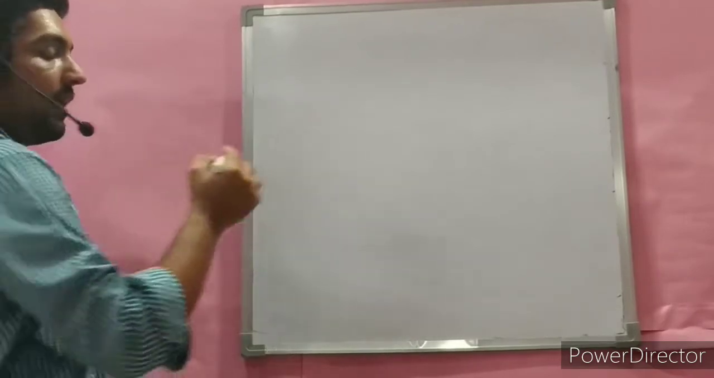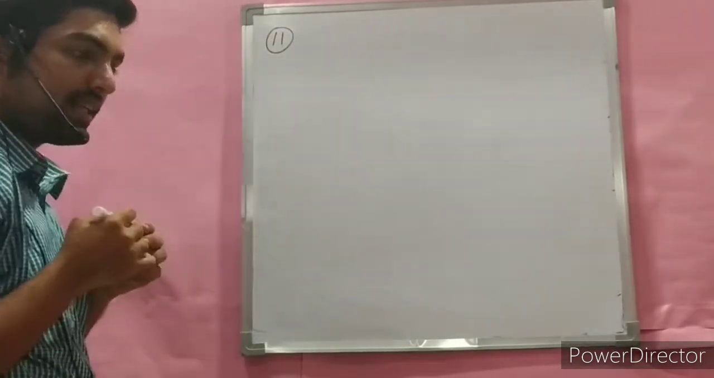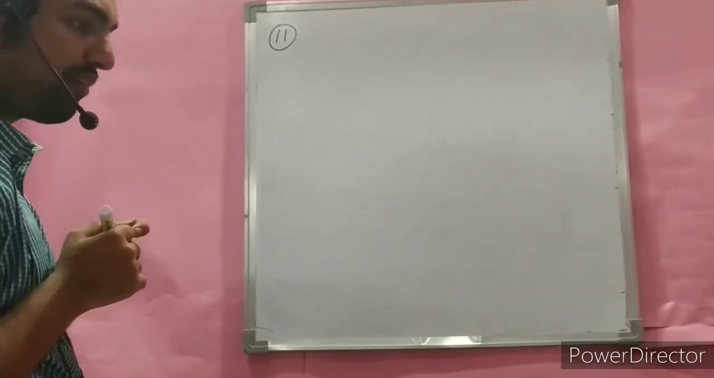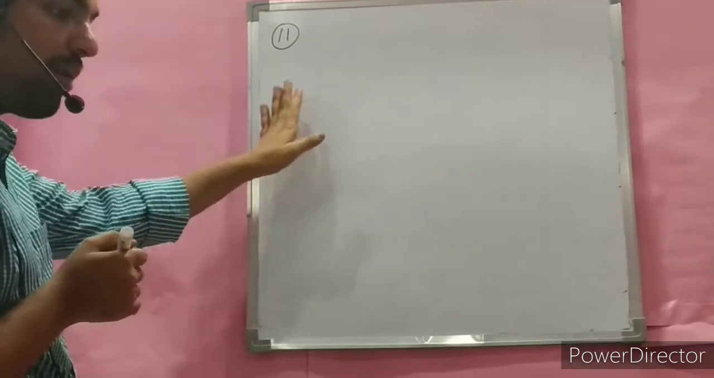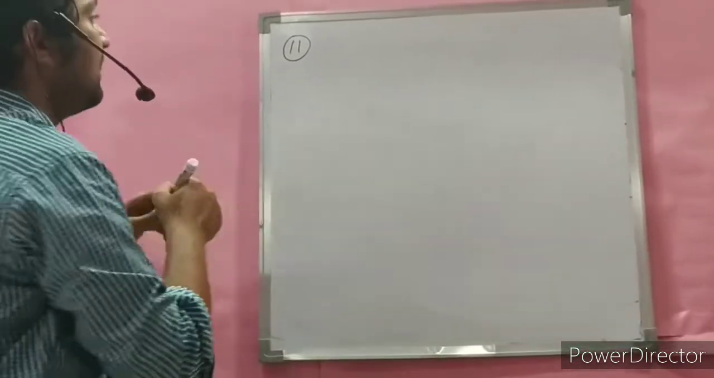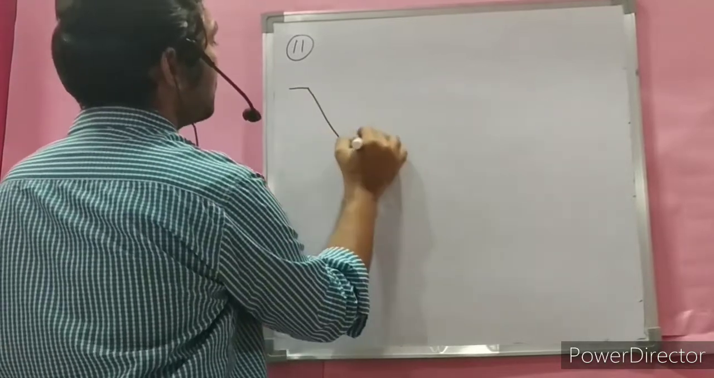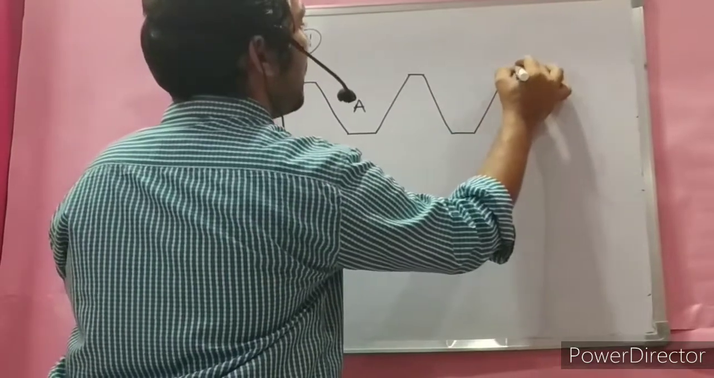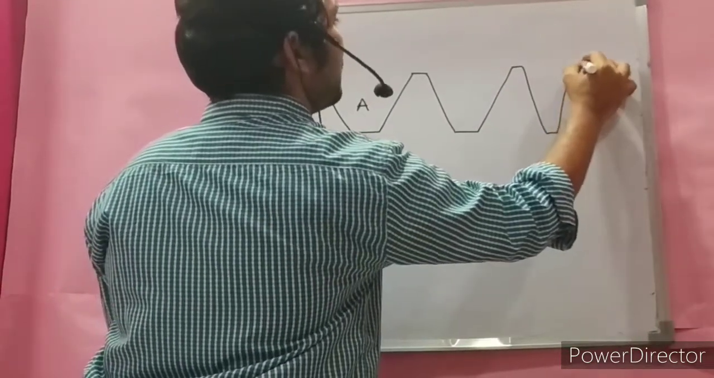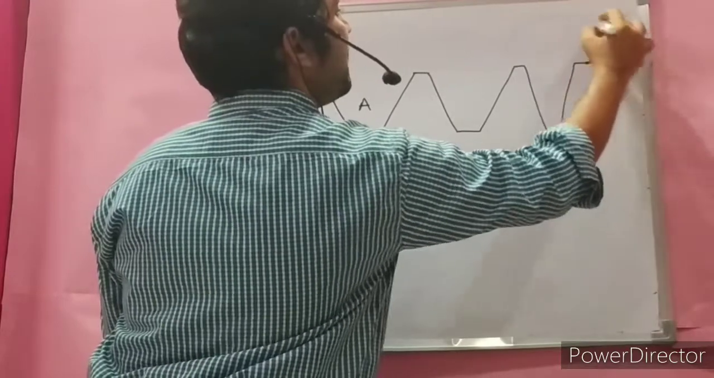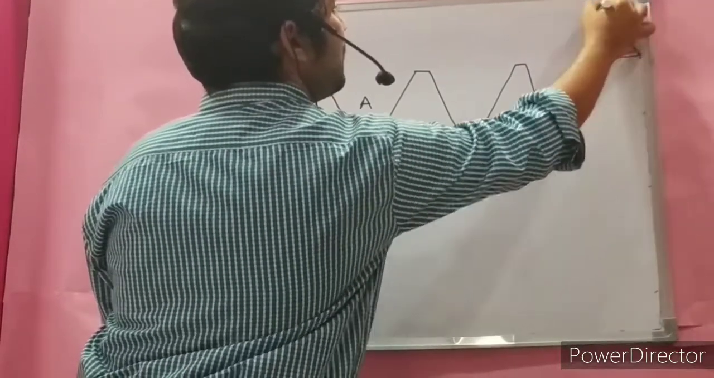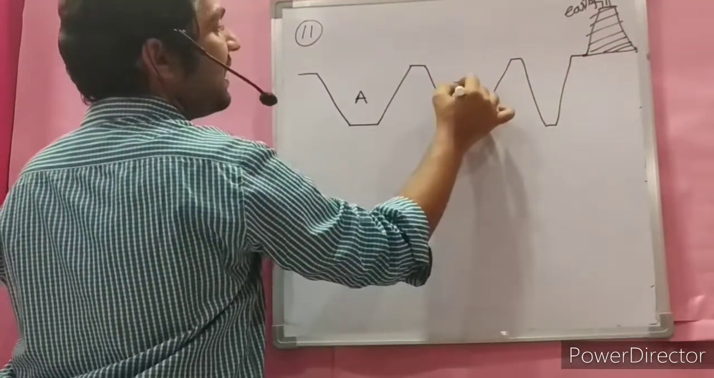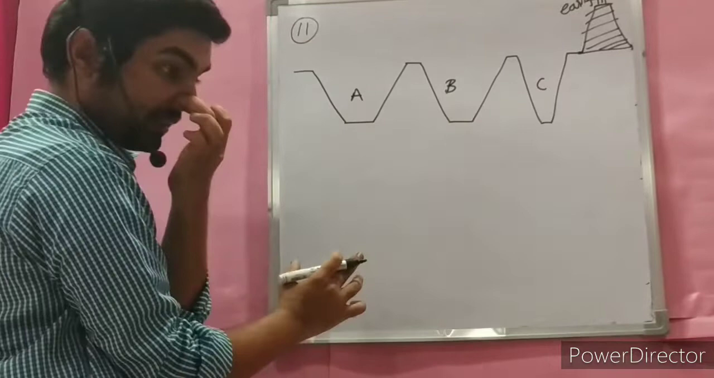Question number 11. An earthen dam is to be constructed. The earth has a void ratio of 0.85 after compaction. Near the dam, three borrow pits are available, namely A, B and C. This is borrow pit A, this is borrow pit B, and this is borrow pit C. This is the compacted earth fill.